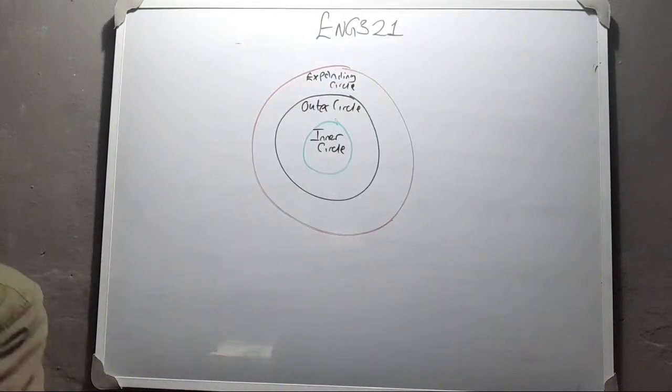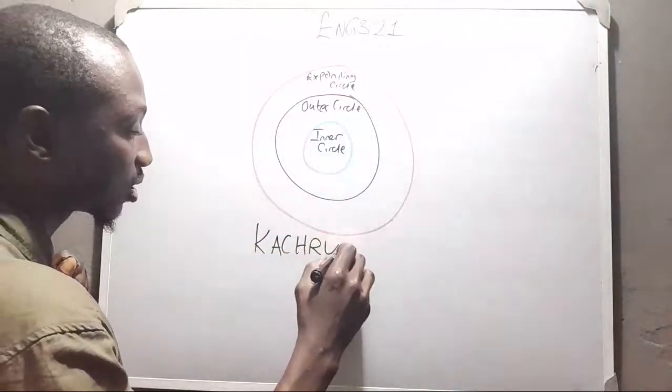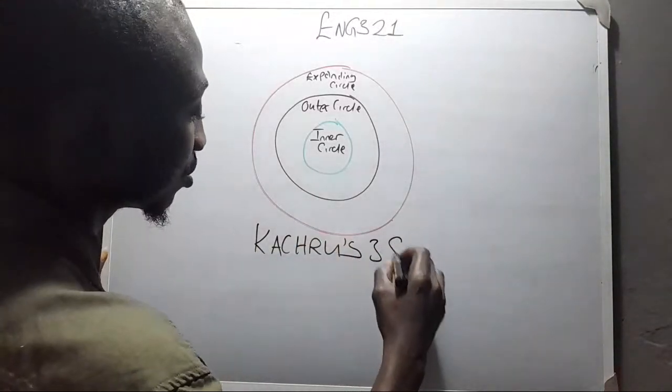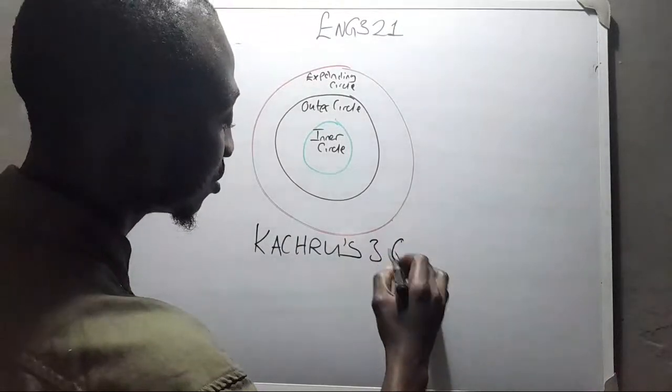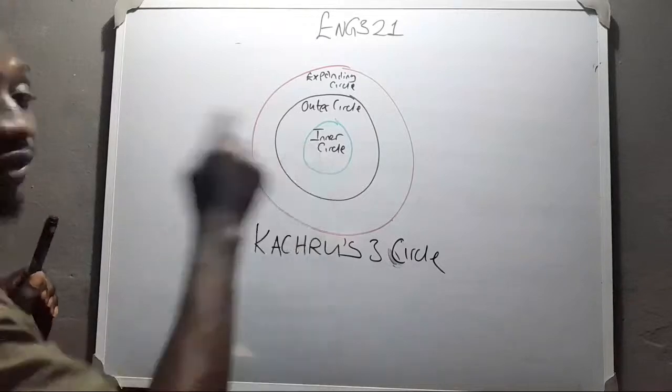Now, talking about English as a second language, and we're using what is called Kachru's 3 circle model. To explain, the inner circle refers to English as it originally was and spread across the world. This is where it started from.